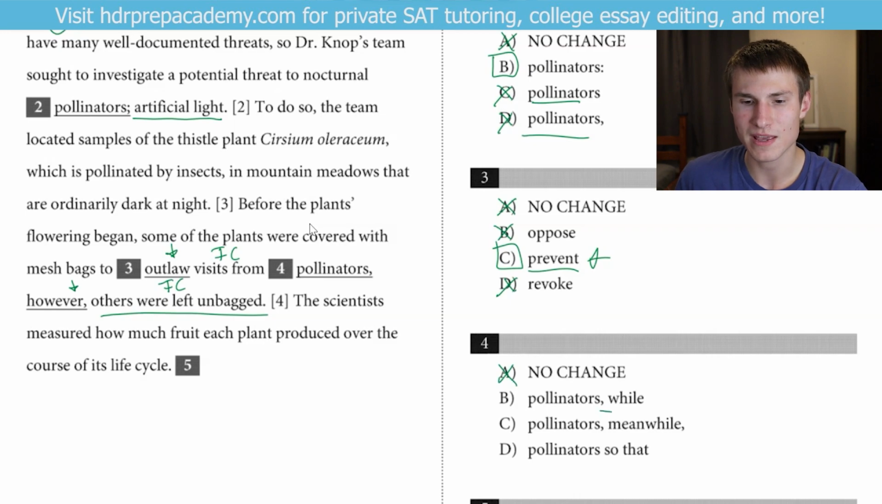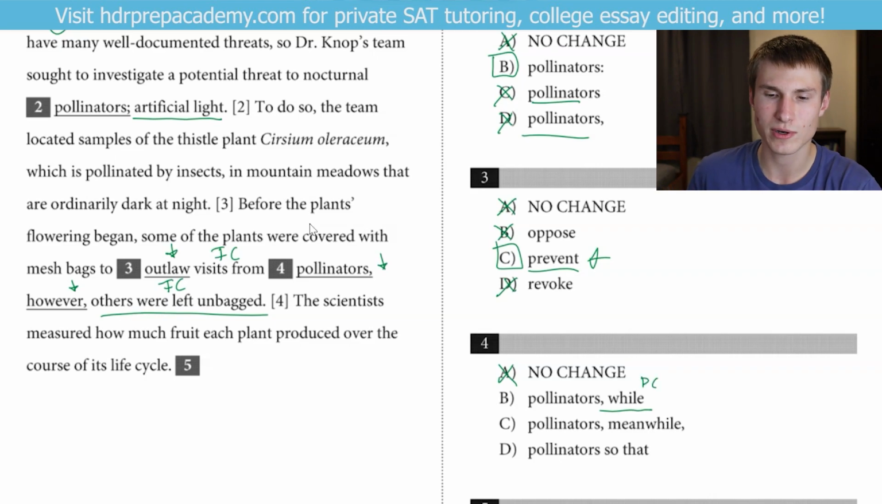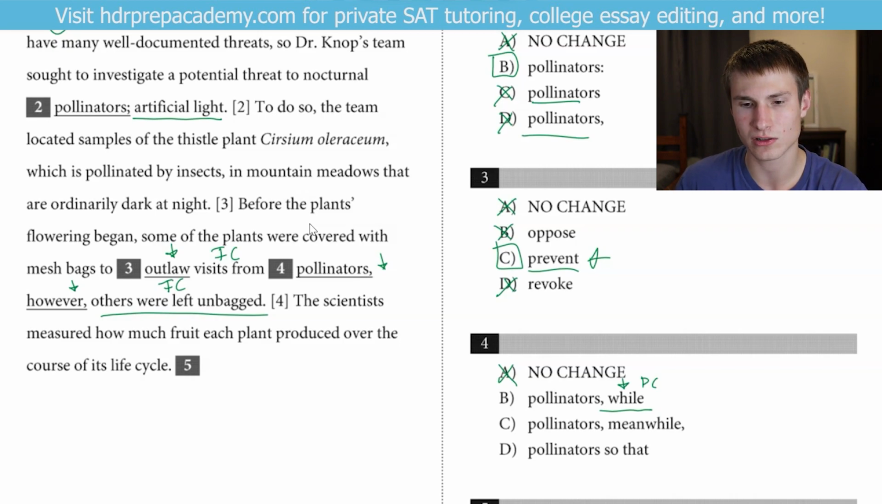Option B, by putting in this word while after pollinators with that comma there, that makes this a dependent clause, after which we can connect an independent clause to a dependent clause. I believe this is a subordinating conjunction, okay? Which means if we put that after an independent clause, we have that dependent clause following, right? While others were left unbagged, that works. We're connecting an independent clause to that dependent clause with that subordinating conjunction.